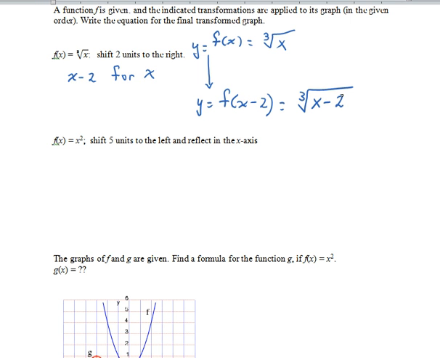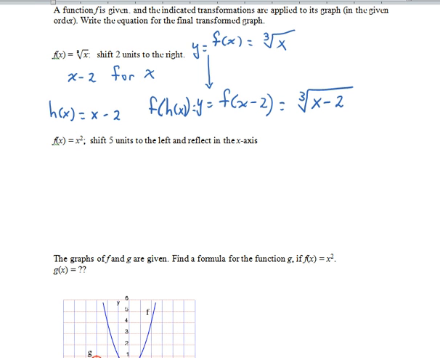Notice that we have a composition here. If h of x equaled x minus 2, this y would be f of h of x. Substituting x minus 2 into f of x is the same as applying the function f to the function that subtracts 2 from anything.